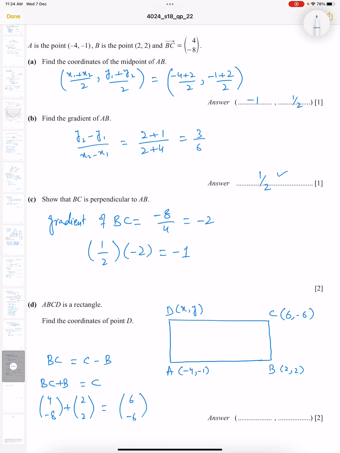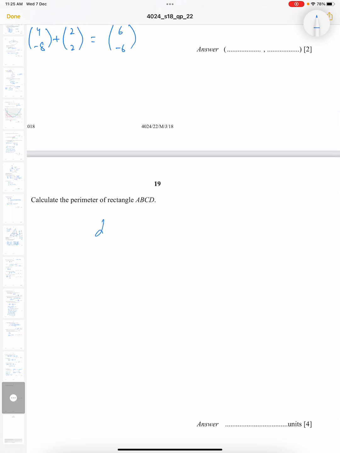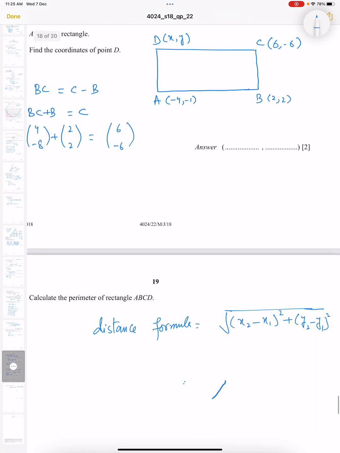So from here you can find out coordinates of D by using gradient as well. The gradient of AB is equal to gradient of DC, and gradient of BC is equal to gradient of AD. So by using formula of gradient, find out, and I suggest you can do it yourself. Next you have to calculate the perimeter of rectangle ABCD. In order to find out perimeter, we need to find out lengths by using distance formula: square root of x2 minus x1 square plus y2 minus y1 square. Find out all the distances AB, BC, CD and AD, and then add them all up. You will get your required perimeter.